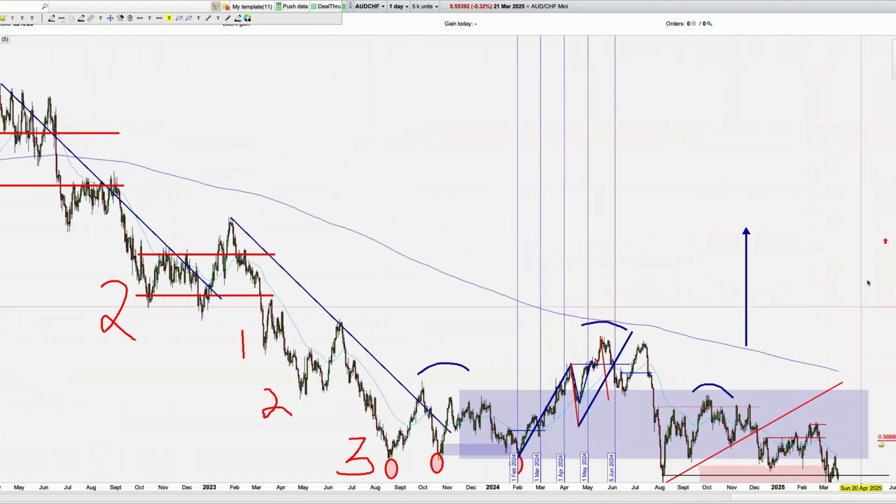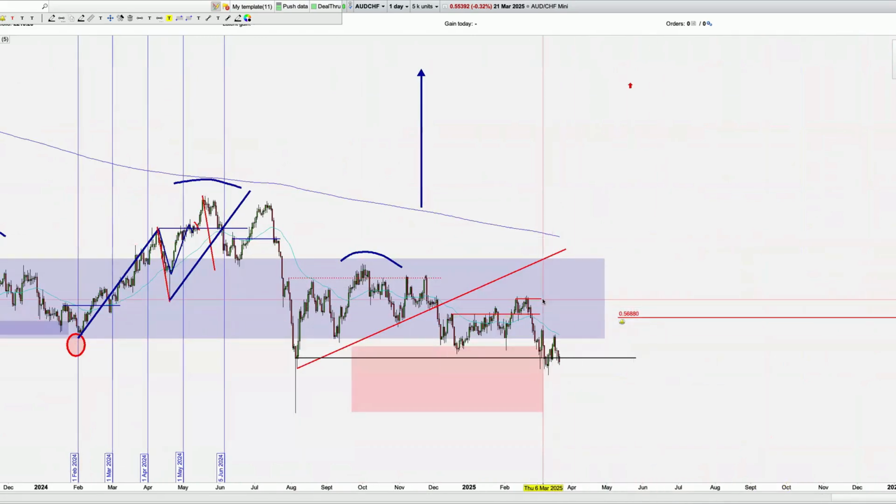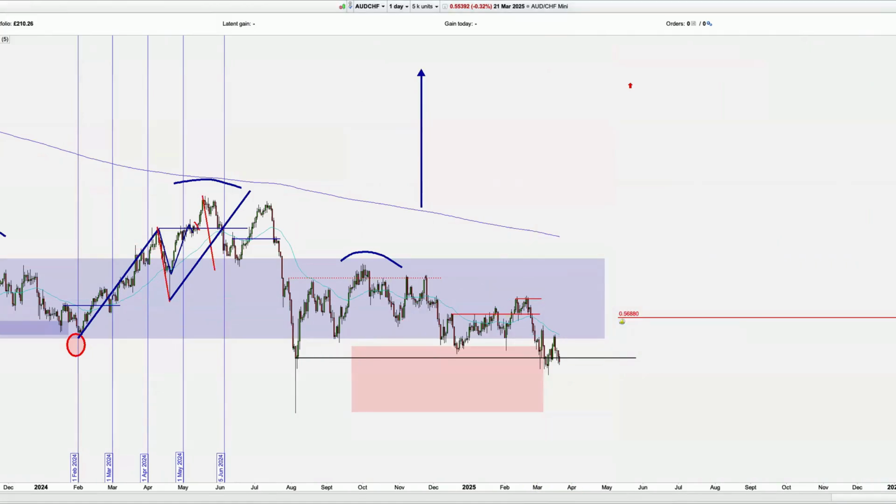I think this is a massive W pattern in the making. I think there's going to be some really weak Swiss franc news. This is always one that I've got my eye on. Optimal entry, generational trade, if it plays out.